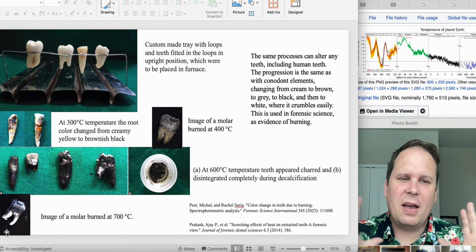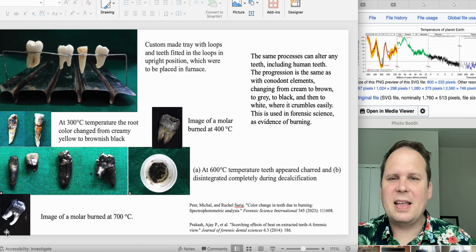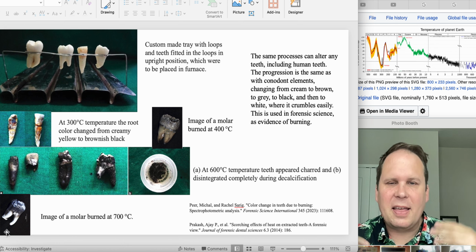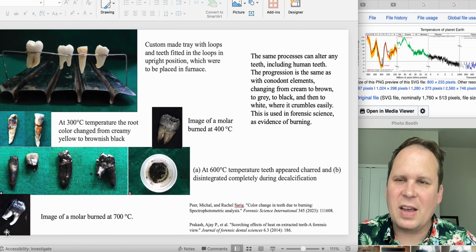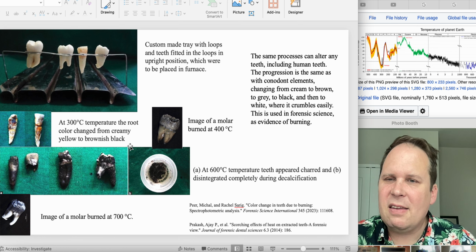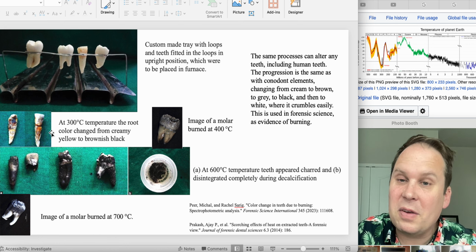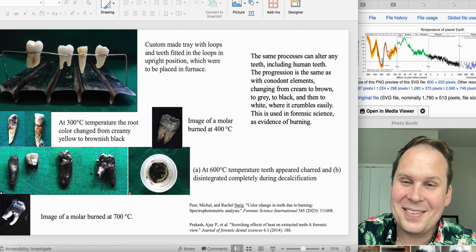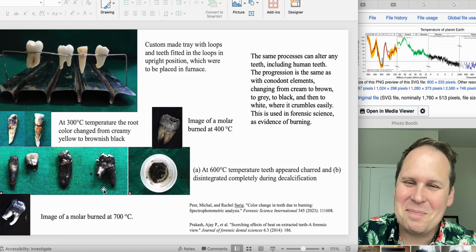And so they're saying, if you have a structure fire and a house burns down, you can tell how long that corpse was subjected to a certain amount of heat. At 300 degrees, you can see the root color starts to change from creamy yellow to brownish black. Burnt at 400 degrees, you can see the whole thing goes kind of gray on the top.